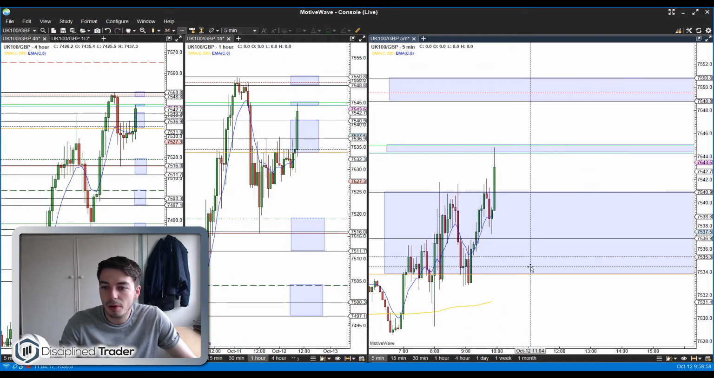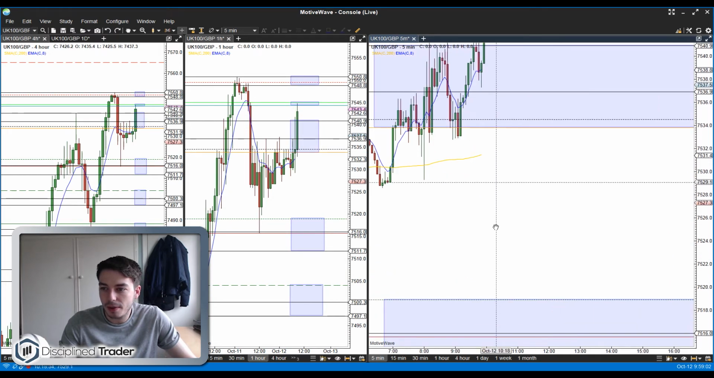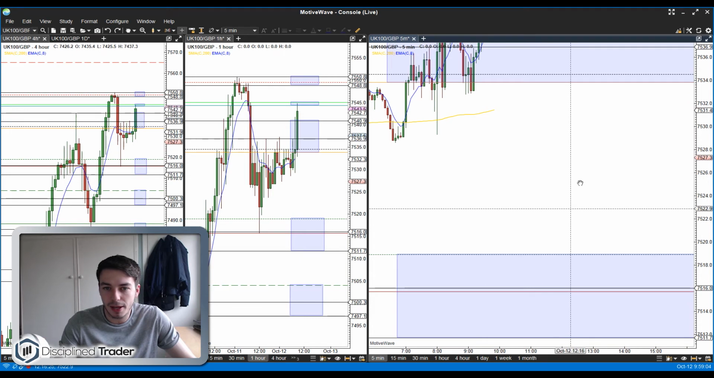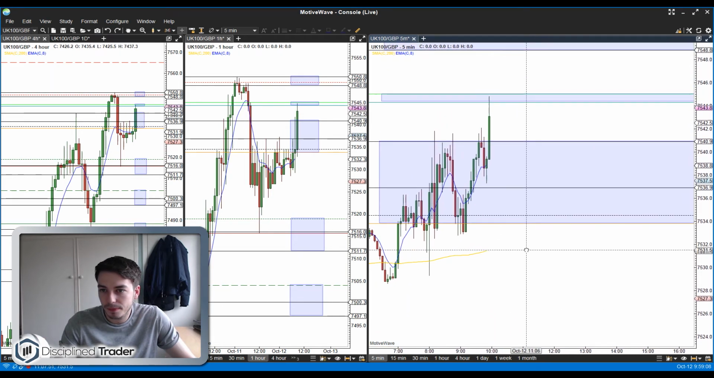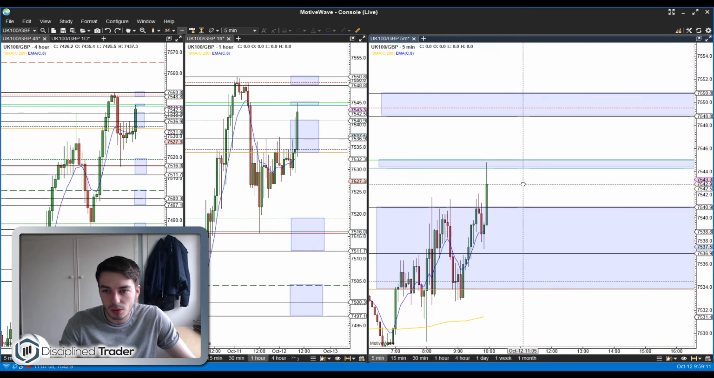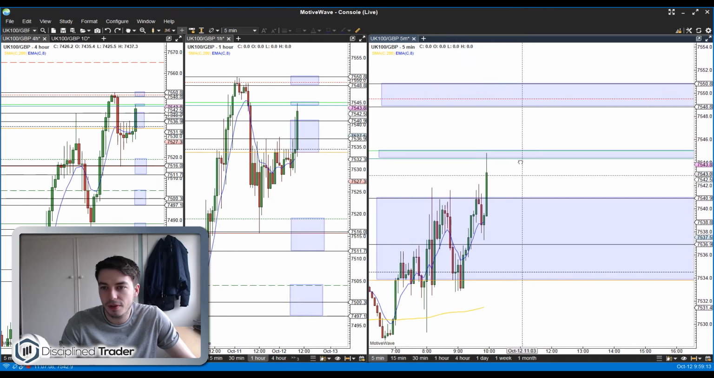So hence why I would have preferred it to come down, as we've got a nice gap here between these two bands. But it wasn't to be. I think I'm pretty free for the rest of the day, to be honest.